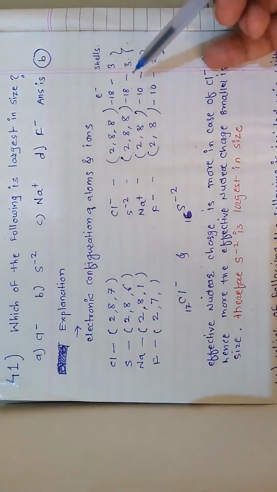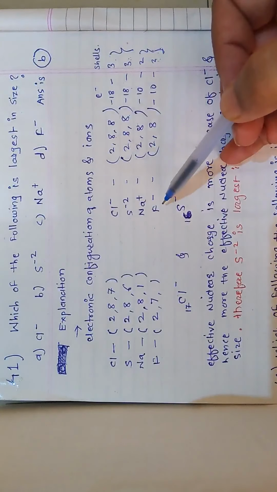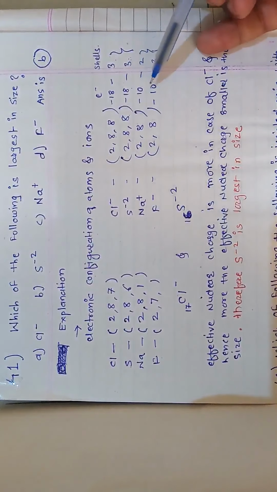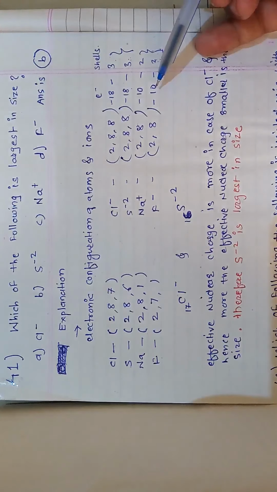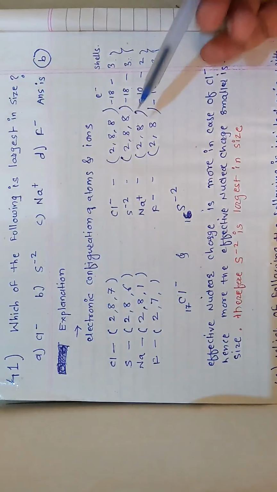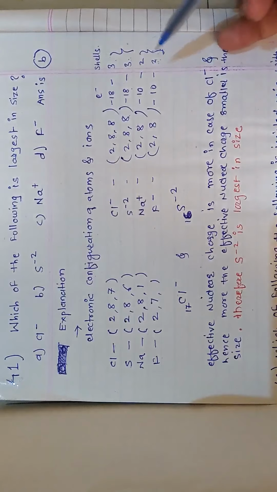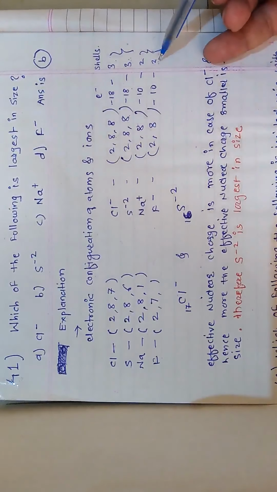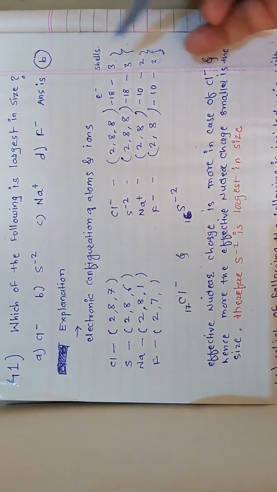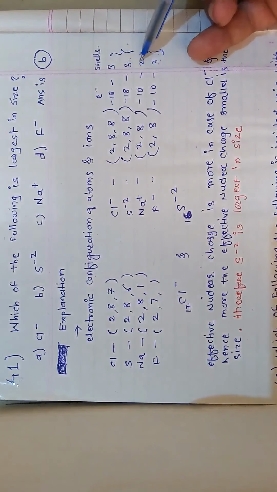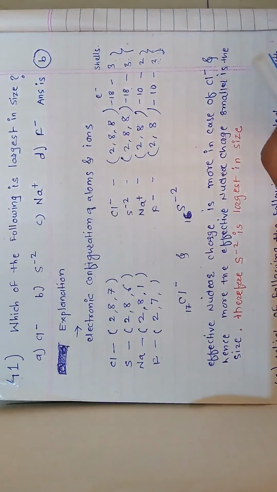From the electronic configuration of sodium plus and chlorine minus, which having total of 10 electrons, showing that these 10 electrons are distributed in 2 shells. So from the electronic configuration, it is clear that these two are smaller as compared to these two. Therefore these two options are ruled out.